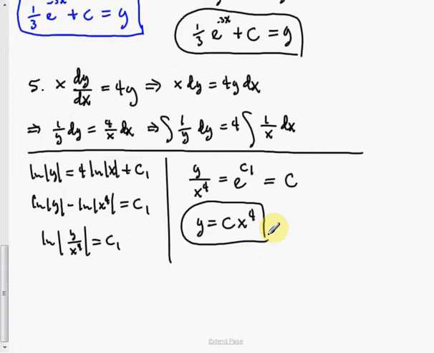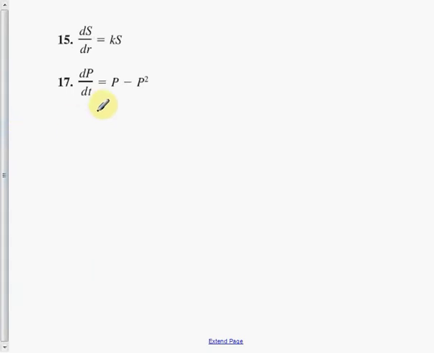Let's see. Number 17. Number 17. So what I'm going to do here is multiply both sides by dt. So this is dp is equal to p minus p squared, parentheses, times dt.